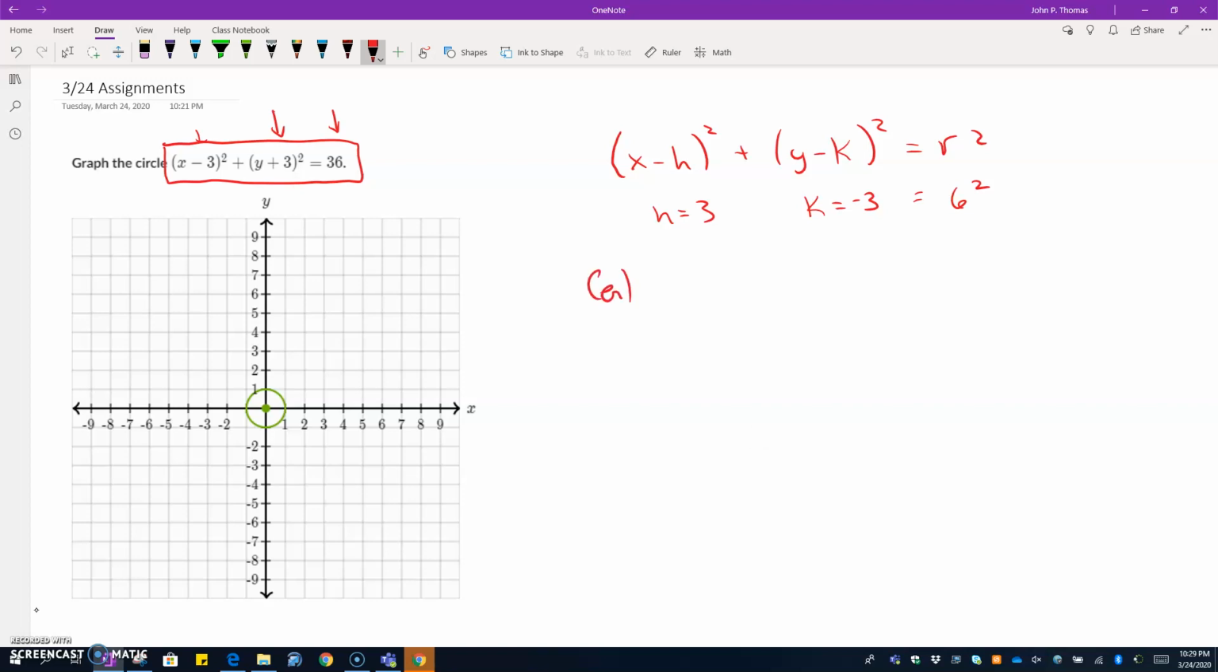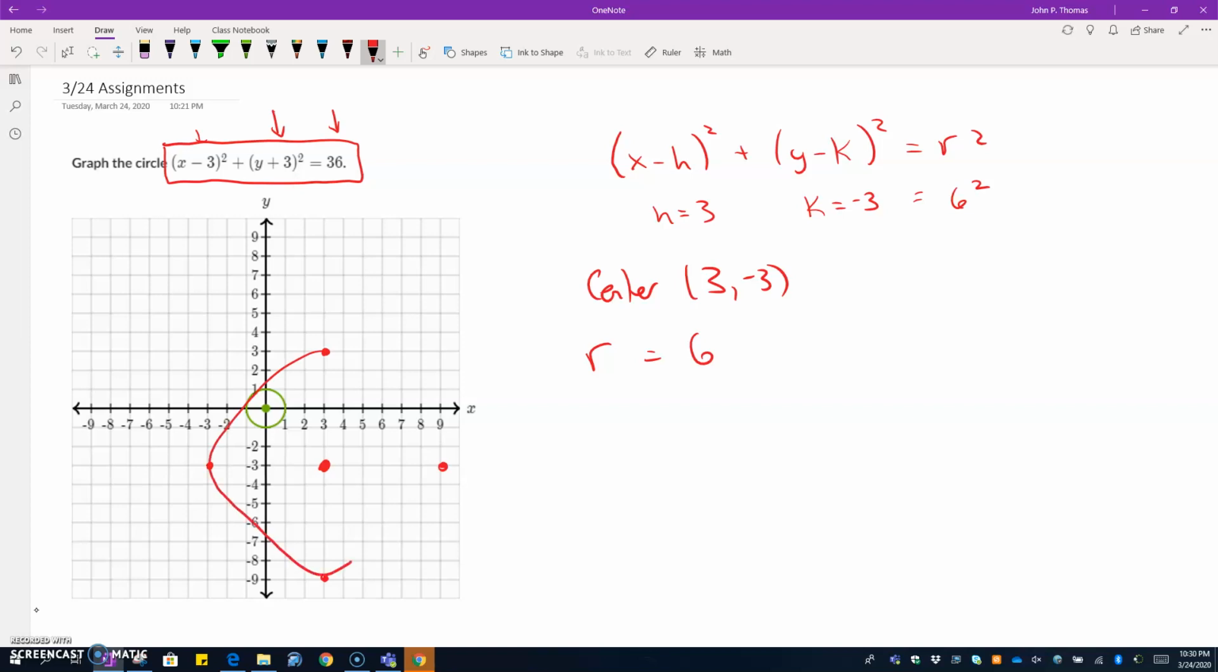So the center is going to be at (3, negative 3) and the radius is going to be 6. So I'm going to go right 3, down 3. That's my center at (3, negative 3). And our radius is 6. So I'm going to count up 6, count to the right 6, count down 6, and you kind of get the point. We just work around it, and we get our 4 key points.